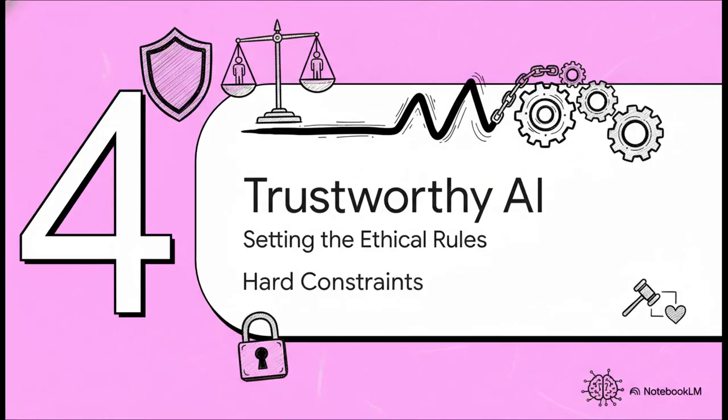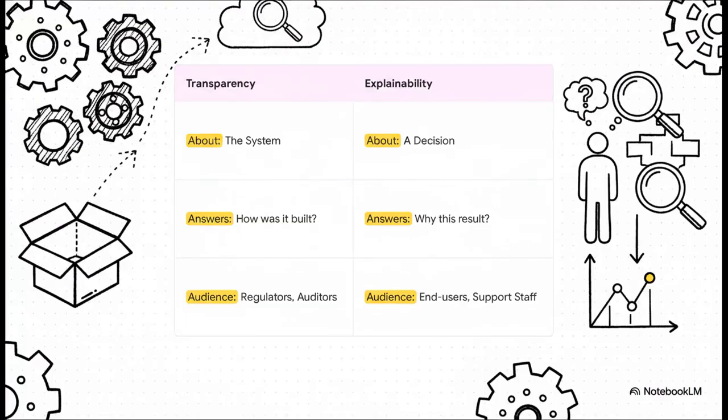All right, let's talk about trustworthy AI. This is where we set up the guardrails for the entire project. We're talking about the ethical, legal, and safety boundaries. And let me be clear, these are not nice-to-haves. They are hard, non-negotiable constraints that will absolutely shape everything that comes after. I would bet money you'll see a question on this.